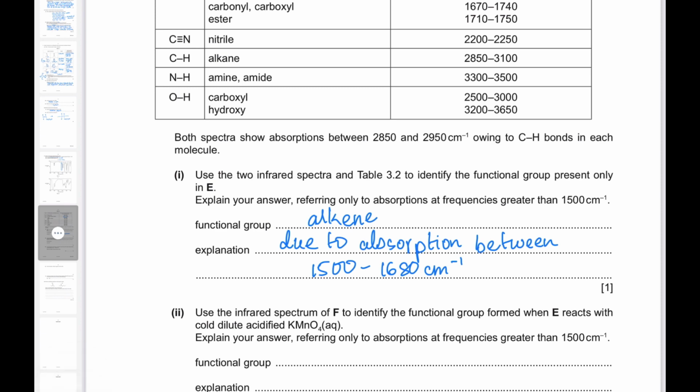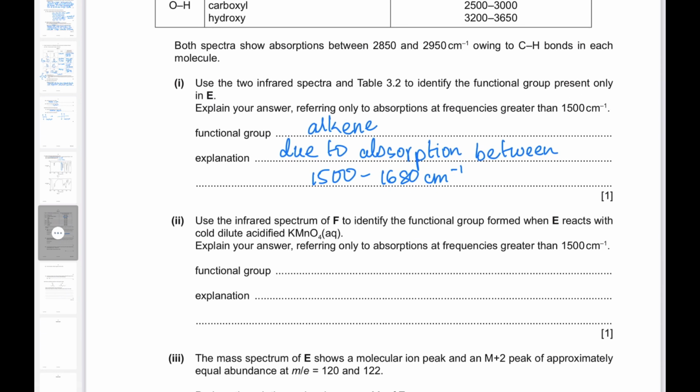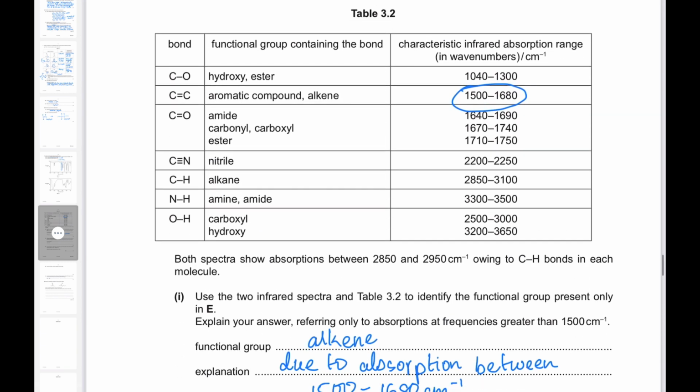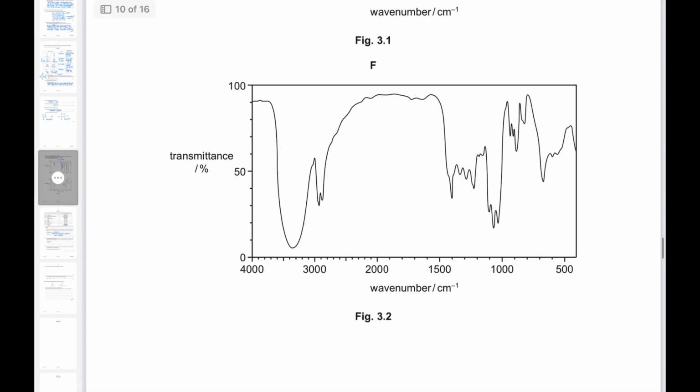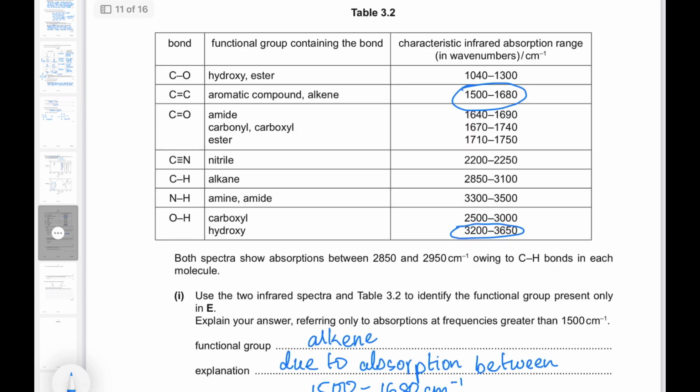Use the infrared spectrum of F to identify the functional group formed when E reacts with cold dilute acidified aqueous potassium manganate, which we already know would be an alcohol. So that would be a hydroxyl group. Explain your answer referring only to the absorptions at frequencies greater than 1500 per cm. So let's look at the absorption range of a hydroxyl group, that is between 3200 and 3650, which you can see over here. And this is a broad absorption which you need to mention as well.